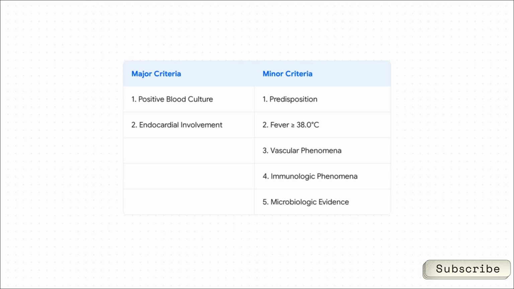And here they are. The whole system rests on 2 major pillars. First, positive blood cultures showing a typical bug. Second, evidence on an echocardiogram, like you actually see the vegetation, or you find a new leaky valve. The minor criteria are all the supporting clues: a predisposing condition, like a bad valve or IV drug use, fever, those vascular and immunologic signs from our From Jane mnemonic, and some supporting lab evidence. Knowing this table is non-negotiable for your exams.